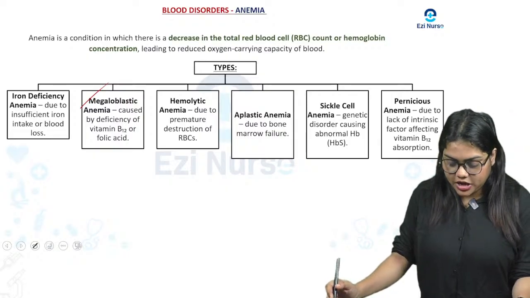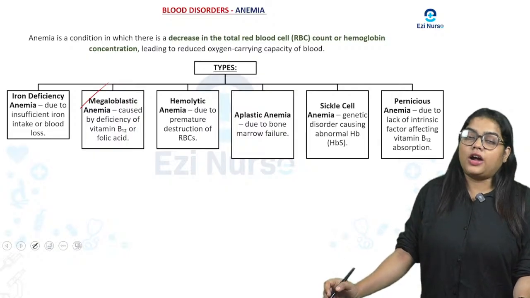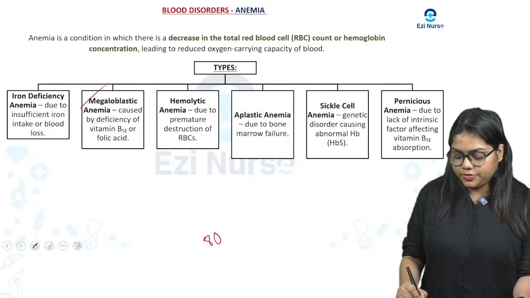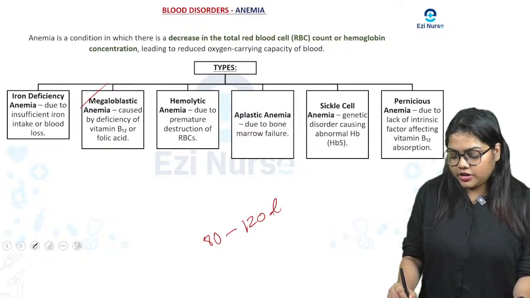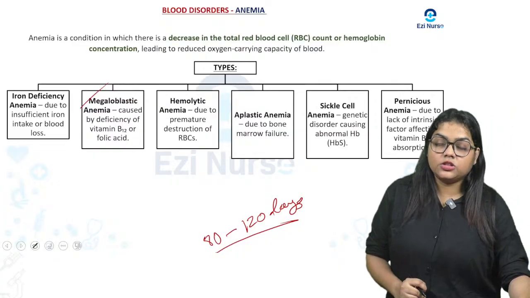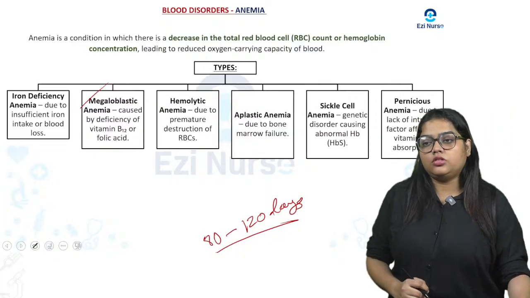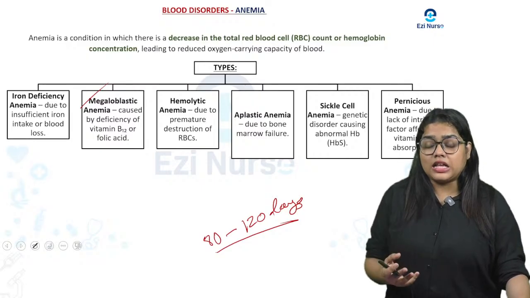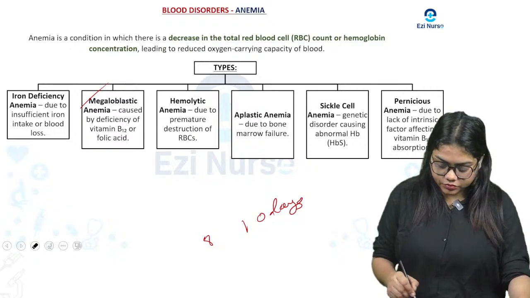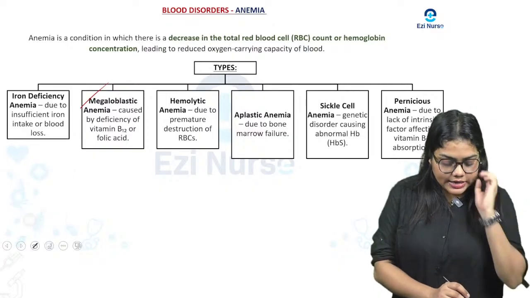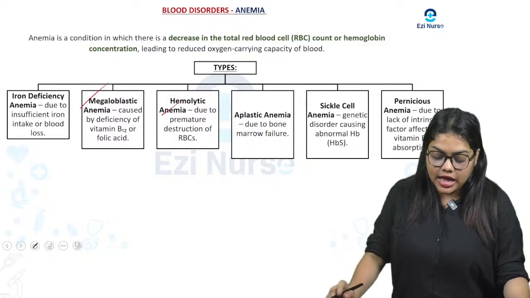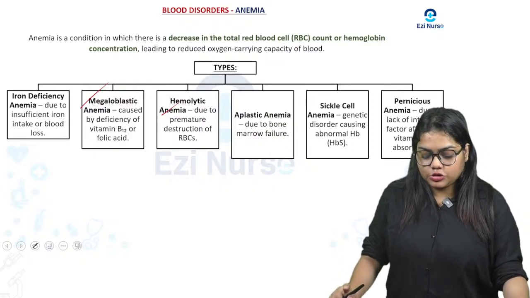Next is hemolytic anemia, due to premature destruction of RBCs. We know the mature RBC lives for 80 to 120 days. This is the lifespan. But in some patients, because of lymphosarcoma or blood cancer, the red blood cell is damaged or destroyed before maturation. That is hemolytic anemia. Next is aplastic anemia, which is due to bone marrow failure.